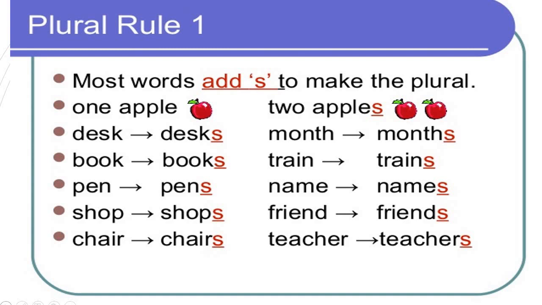Next example, the word is desk. Okay. Now we want to pluralize it. So we can add the letter s to the end of the word. Likewise, we can pluralize these words by adding the letter s.